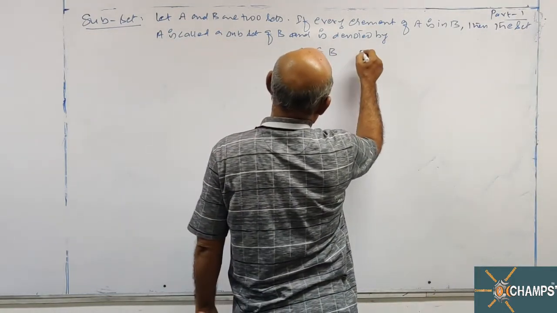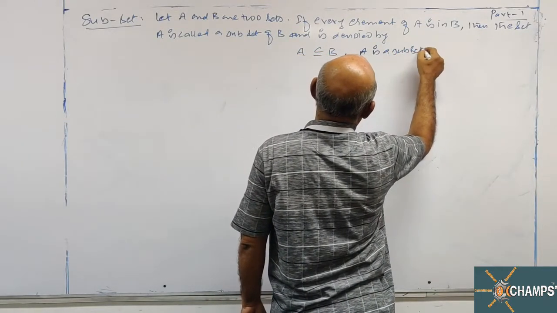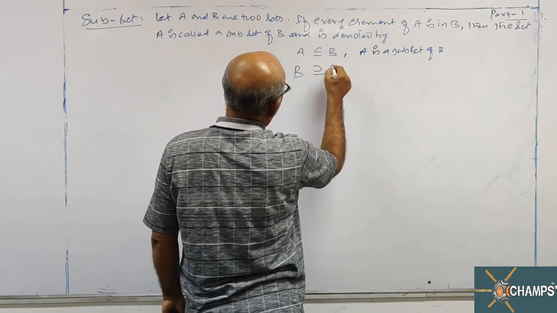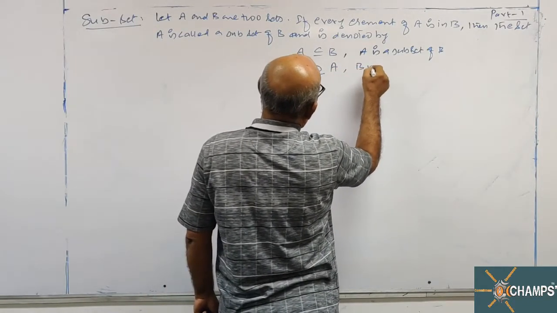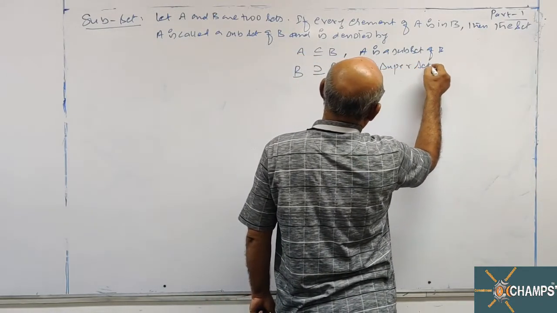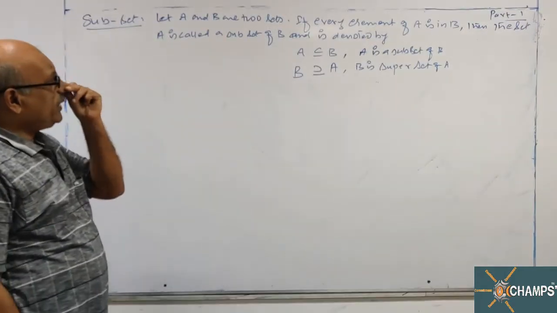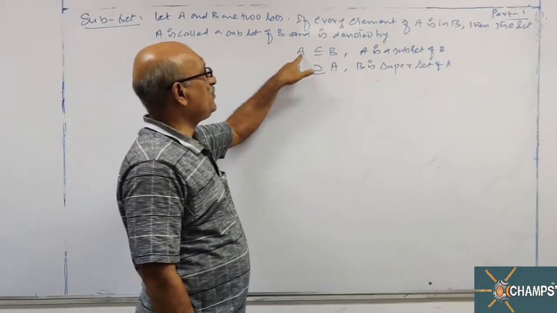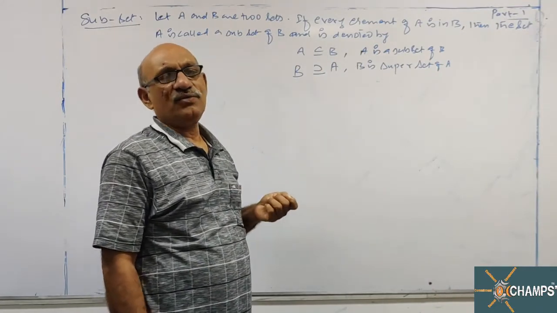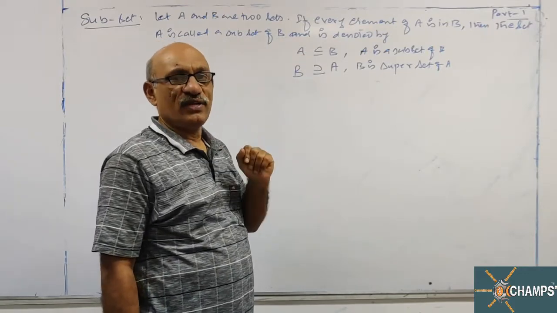How to read it? A is a subset of B. When I write this way, B is a superset of A. What does it mean actually, sir? Set A is derived from set B. So the derived set is called a subset of the given set.